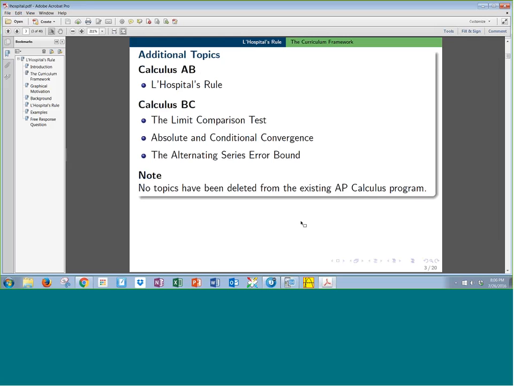In Calculus BC, just for completeness here, there are 3 topics that are added: the limit comparison test, absolute and conditional convergence, which at least in my mind really isn't new. We've actually asked questions involving these ideas before, but not necessarily using that terminology. And I know we've asked questions before involving an alternating series error bound, but never really used that terminology. So if you've been teaching BC Calculus, you've probably been teaching at least 2 out of those 3 topics. So not much has changed for us. And I do want to remind you that no topics have been deleted from our existing AP Calculus program or syllabus.